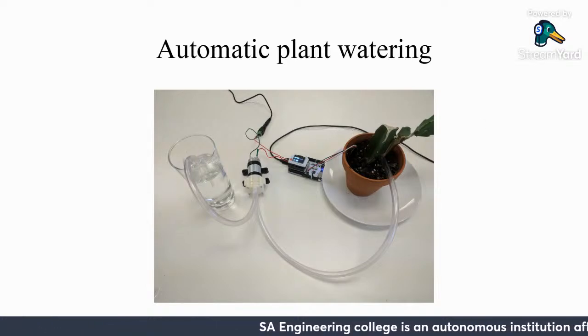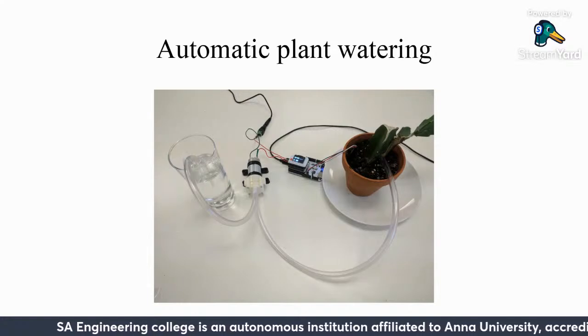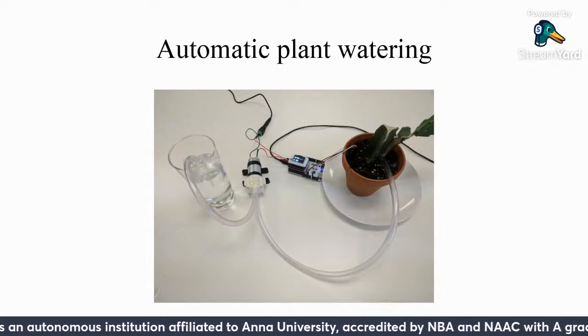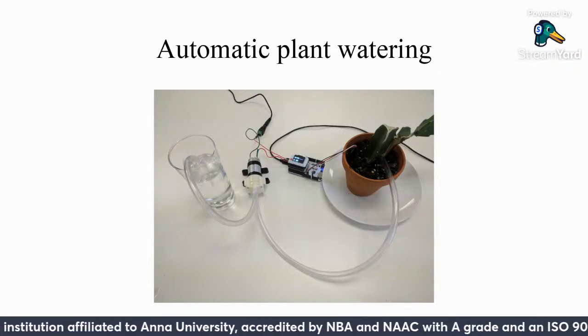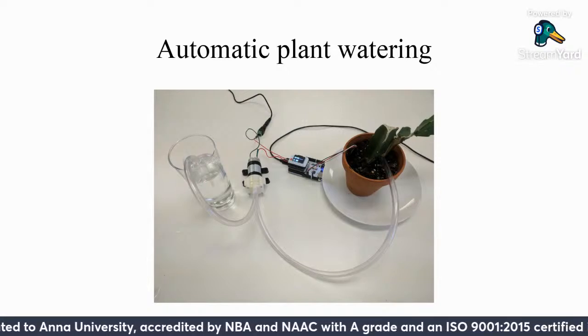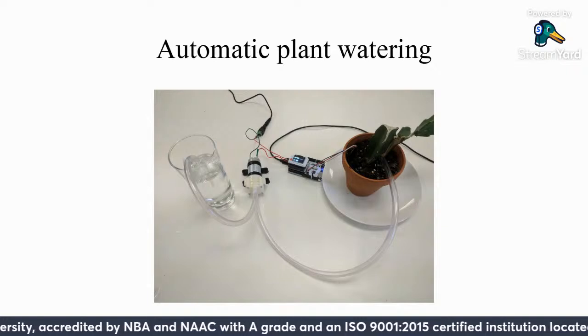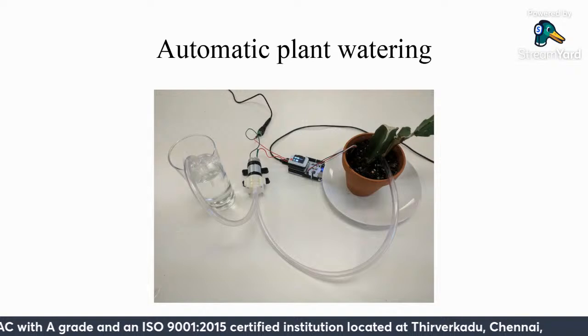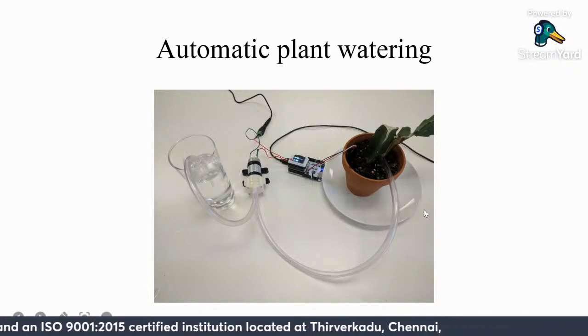We can implement this system for roof gardening and like that. It's for home application. For agriculture purposes it is also widely used, but for home application it will be used for small plants and roof gardening maybe, and we can use it according to our wish.